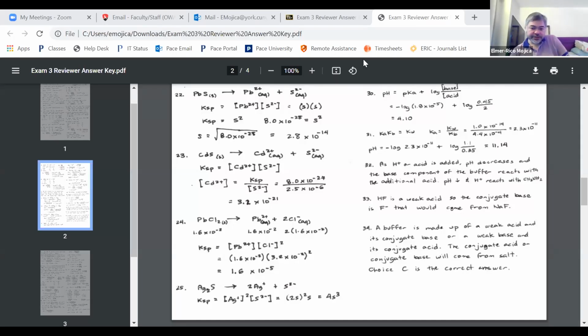Professor, for 31, do you need to do the reaction where methylamine and hydrochloride is dissolved or dissociates? No, you don't need to. All you need to know is to determine which is the base and which is the acid. Okay. And I think the answer key is right there if you look at it. Now I think I know why. Usually you get the Kw over Kb, and then you get that value. So you get the negative log of 2.3 times 10 to the negative 11, and then the log of 1.1 over 0.35, giving you an overall pH of 11.14.